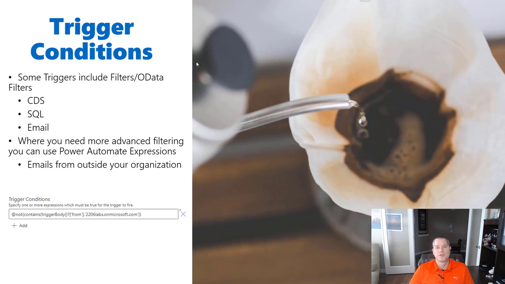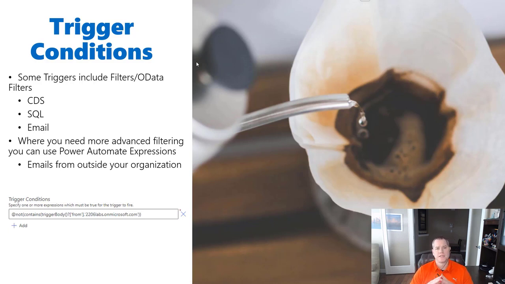Now, some triggers do have filters, more specifically OData filters, and you should use those, and there's nothing wrong with those. In fact, I would suggest using those instead of using the trigger condition. But the reality is not every trigger supports OData filters. And so this is when you can start to leverage trigger conditions.